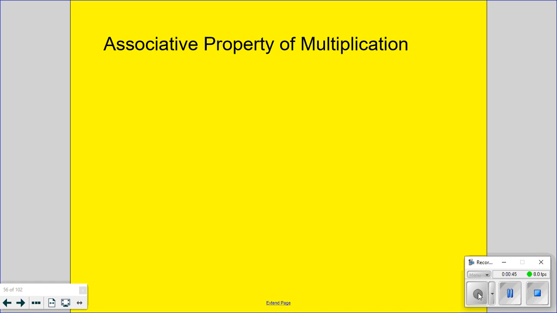All right, so your title, which should be at the top, says Associative Property of Multiplication. Glue it in your notebook, please. That should be written at the top of your page. Associative Property of Multiplication. All right.